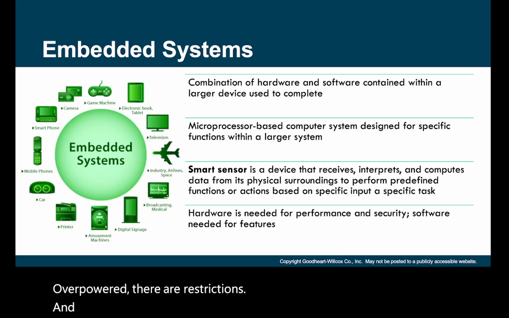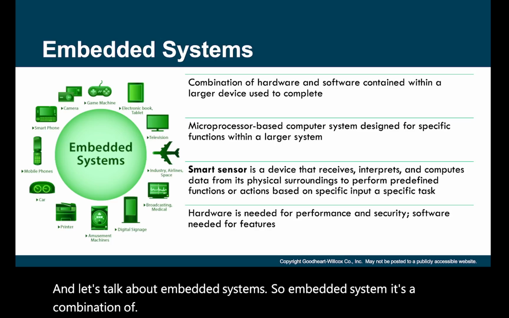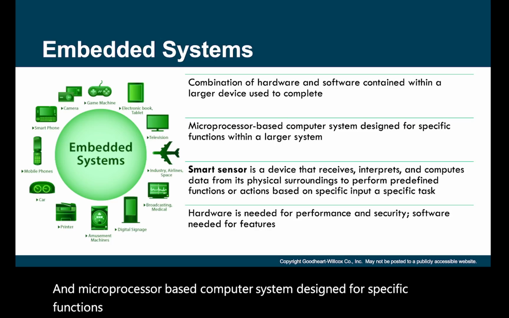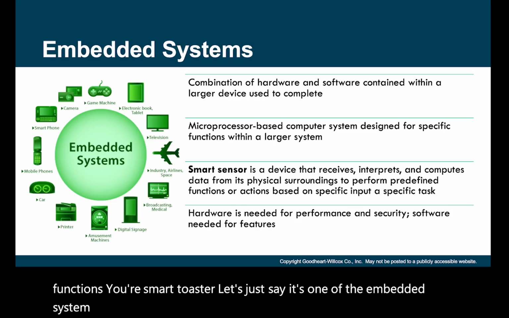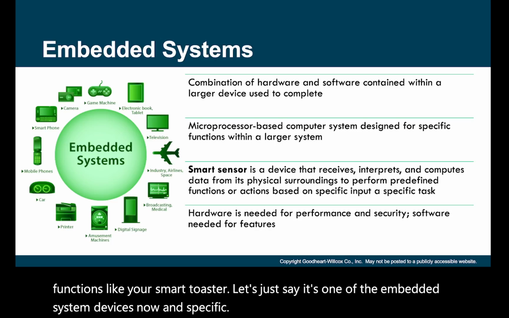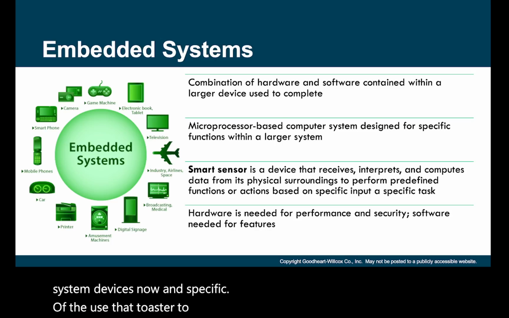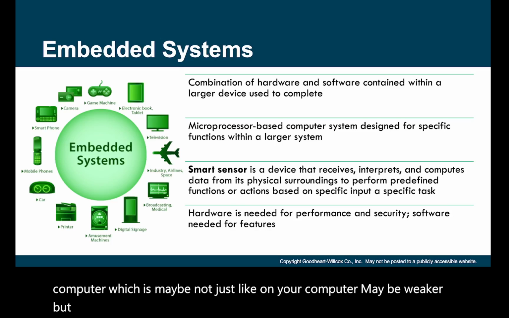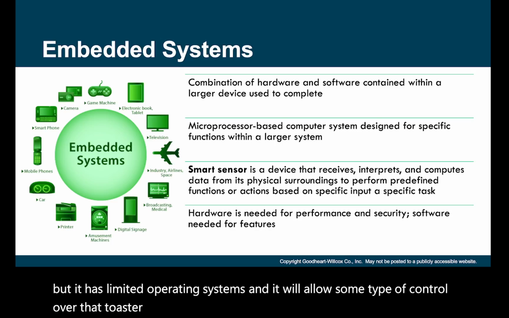And let's talk about embedded systems. An embedded system is a combination of hardware and software within one device, basically all on one chip. It is a microprocessor-based computer system designed for specific functions, like your smart toaster. Let's just say it's one of the embedded system devices. It has a microprocessor just like your computer, maybe weaker, with a limited operating system, and it allows some type of control over that toaster, refrigerator, microwave, washer, dryer, you name it.